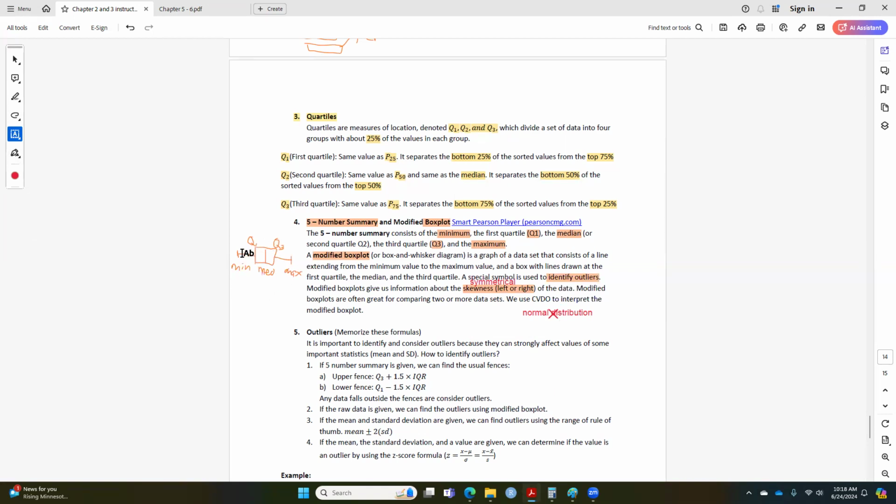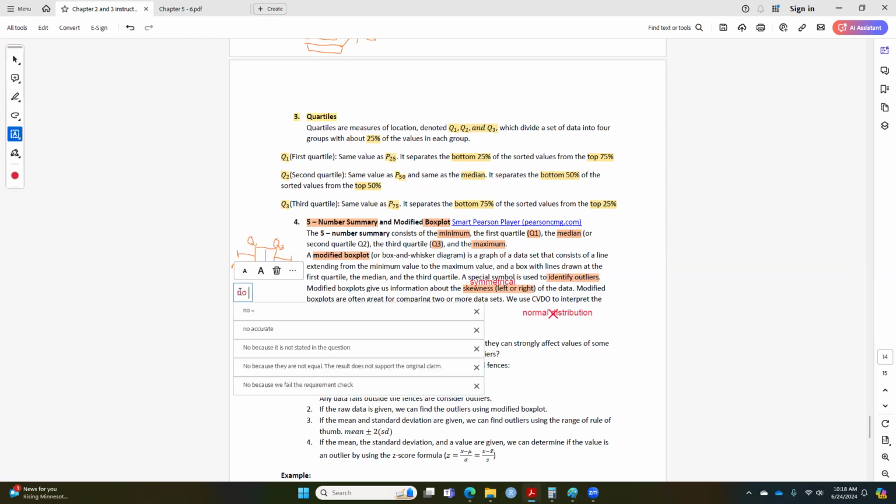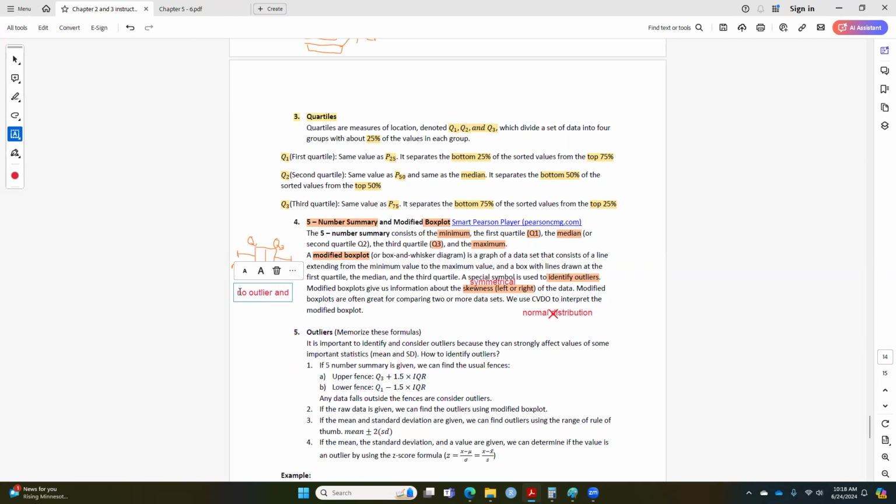Actually, StatCrunch will draw it for you. If you look at something like this, it says it has no outliers, and this is symmetrical. You cannot say it's normal. Symmetrical means that if you cut at the median right in the middle, the left side and the right side are roughly the same. That is what we call symmetrical. Again, you cannot say normal distribution.